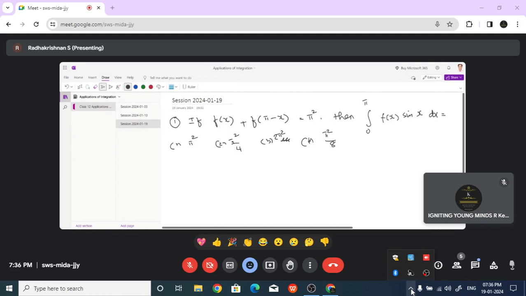Let's get started. Okay, so this is our first problem. If f of x plus f of pi minus x equals pi square, then the integral from 0 to pi of f of x sin x dx equals. There are four options: pi square by 4, 2 pi square by 8.